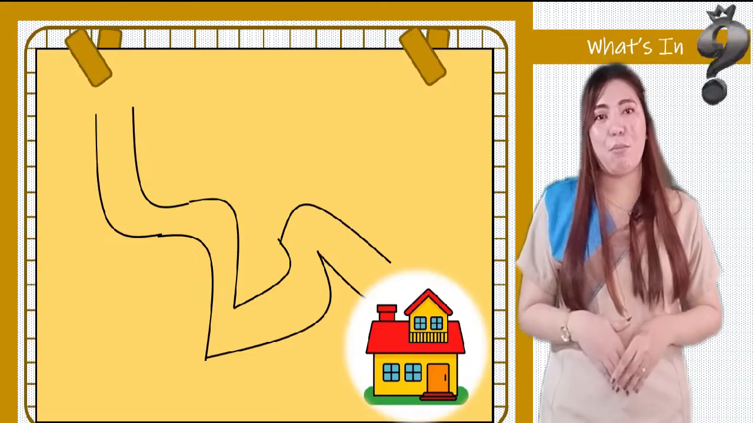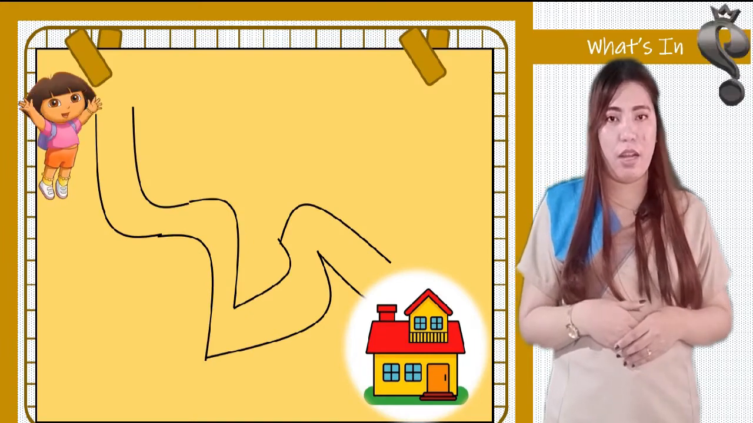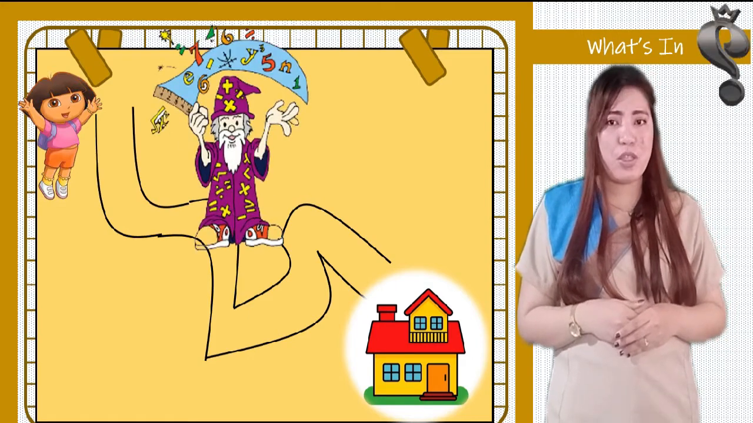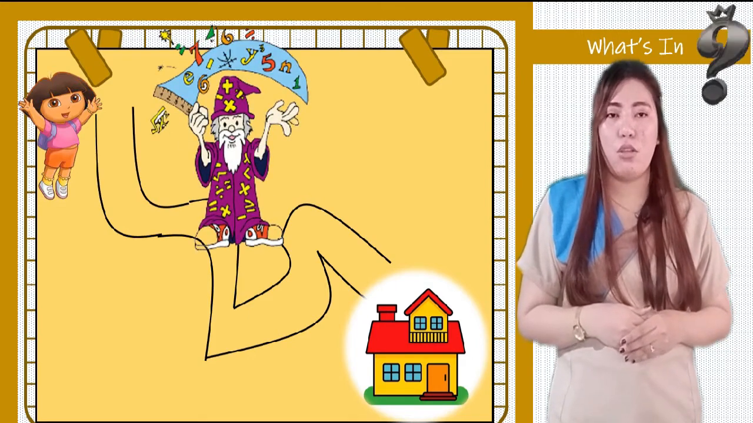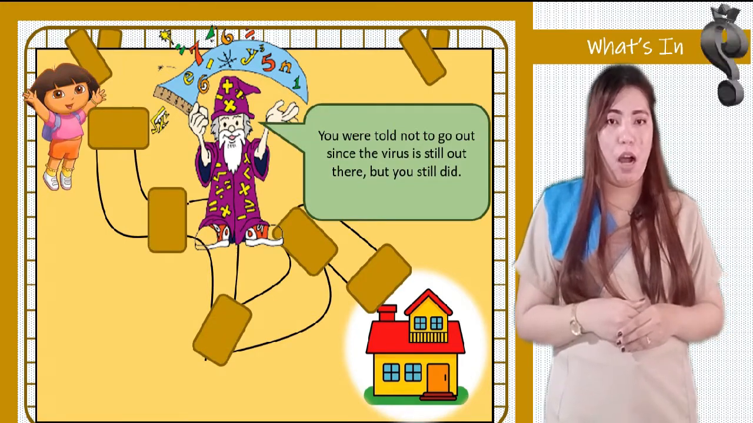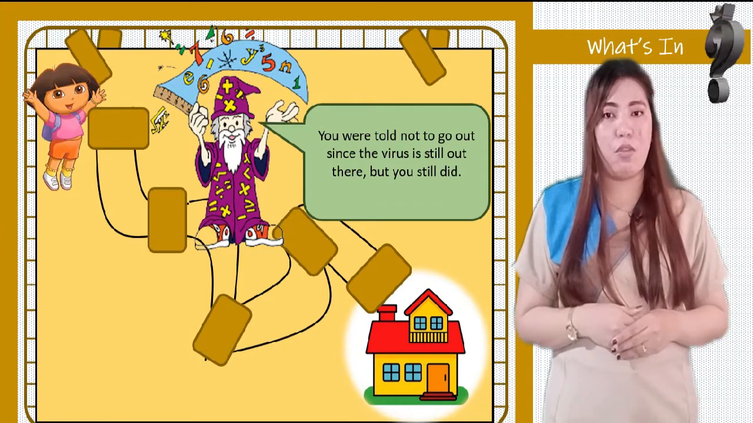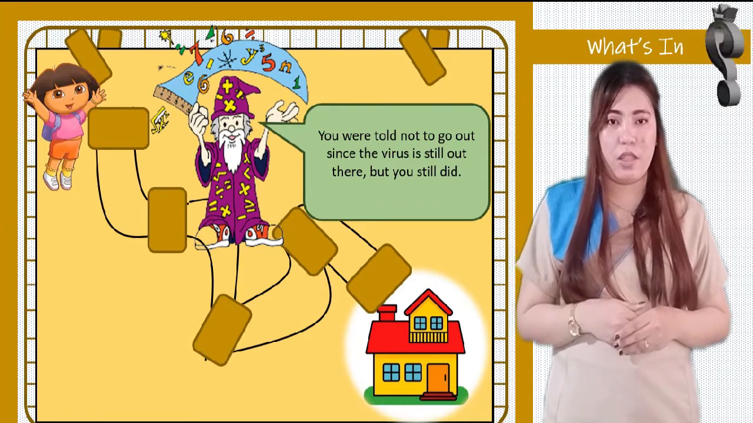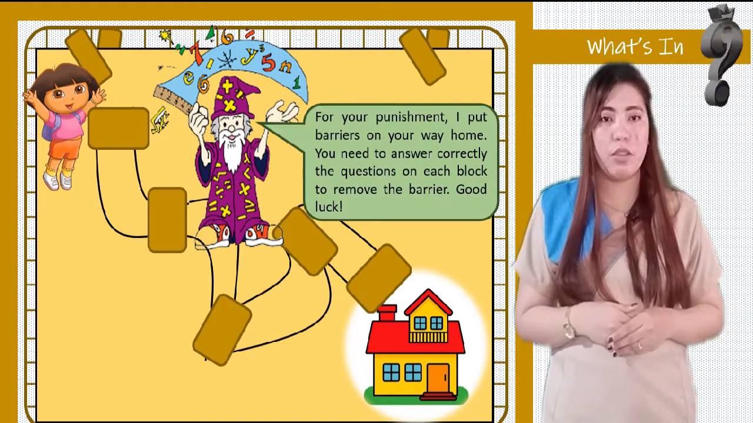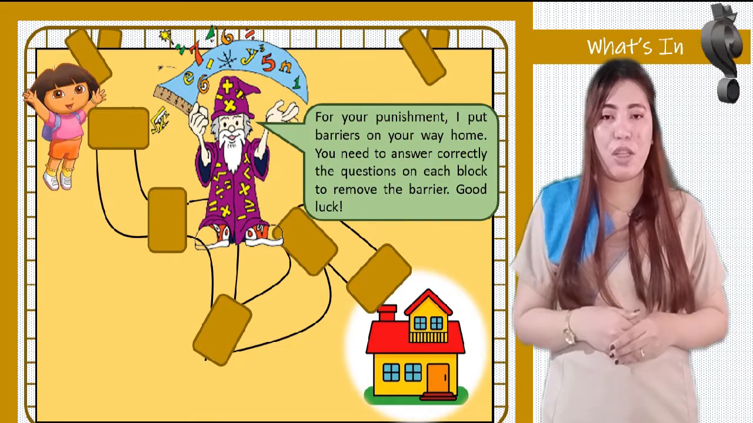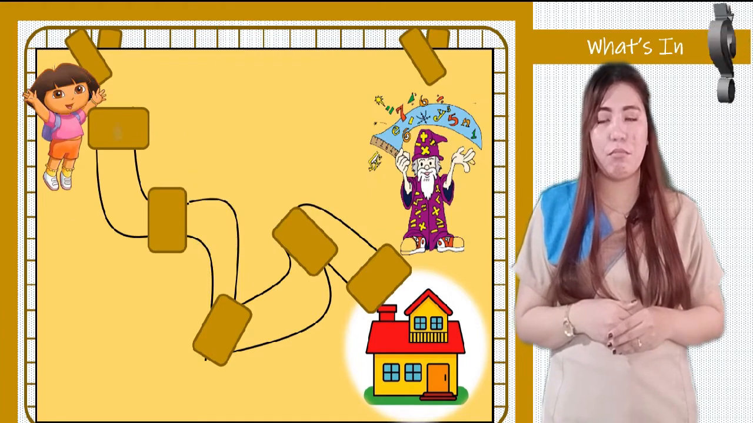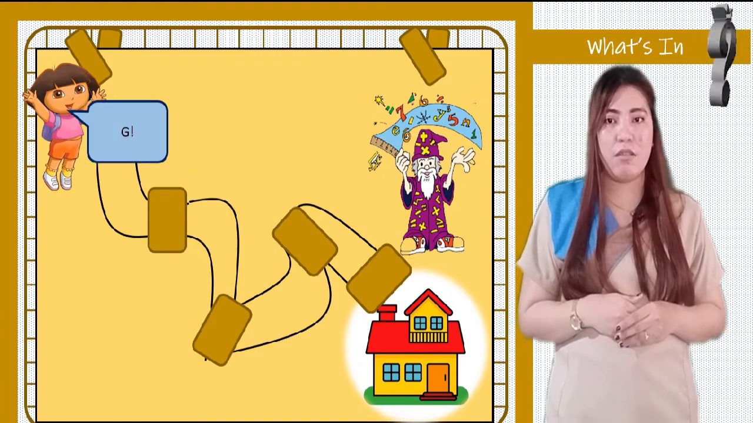Before we begin the lesson proper, I would like you to meet Dora. She is finding her way home, but the statistics wizard blocked her way. The wizard speaks to Dora, saying, "You were told not to go out since the virus is still out there, but you still did. For your punishment, I put barriers on your way home. You need to correctly answer the questions on each block to remove the barrier. Good luck." Dora says, "G."